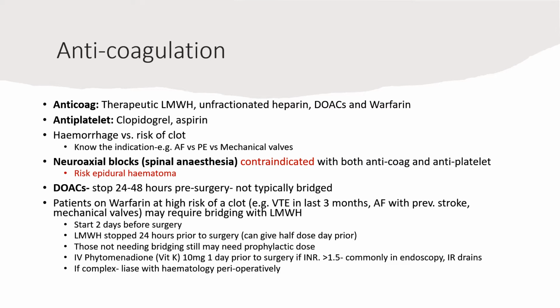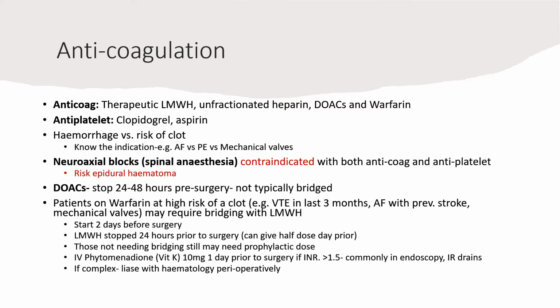You have unfractionated heparin, you have DOACs, which stands for direct oral anticoagulants, and you have warfarin. Antiplatelets are other things you want to consider, such as clopidogrel and aspirin, and each work differently. One stops platelet aggregation, the other one stops clot formation. And that's important because when you look at the indication for why they were started, in most cases antiplatelets are due to vessel disease, while anticoagulants are due to prothrombotic diseases such as AF or mechanical valves.